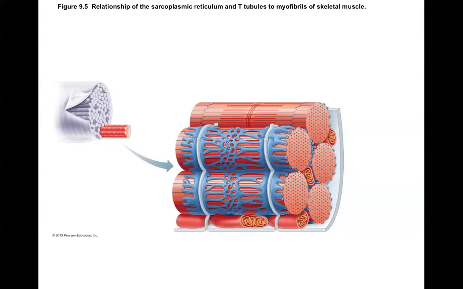The sarcoplasmic reticulum is the approximate equivalent in other cells of the smooth endoplasmic reticulum, which is mostly in charge of storing things. In the case of muscle fibers, the sarcoplasmic reticulum is in charge of storing calcium almost exclusively. So the sarcoplasmic reticulum runs along the length of the myofibril. It contains a ready-to-release supply of calcium.